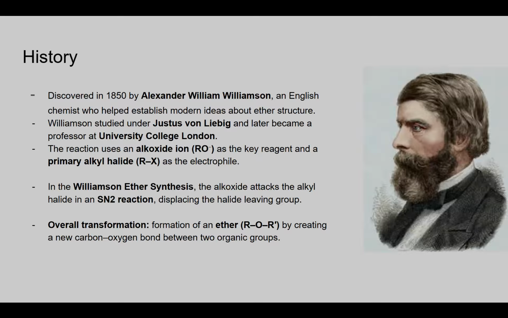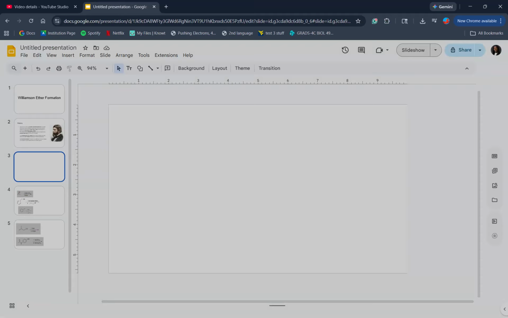Essentially, this reaction uses an alkoxide ion as the key reagent and a primary alkyl halide as the electrophile. The reaction happens via an SN2 process, displacing the halide leaving group. And I kind of have a song about it. It's like SN2 backside attack is true, SN1 carbocation. So we know this is going to have a backside attack. Overall, the transformation is the formation of an ether, created by a new carbon-oxygen bond between the two organic groups.